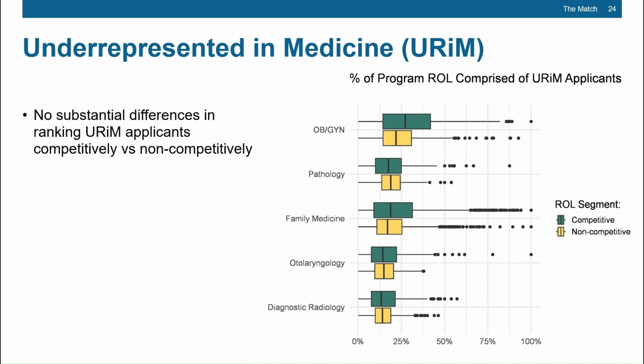When we compare the competitive and non-competitive sections of the rank order list on URIM representation, we do not see substantial differences. We can infer this based on the overlap of the green and yellow boxes. The only somewhat noticeable difference is that the competitive boxes are comprised of slightly higher percentages of URIM compared to non-competitive in OBGYN, indicated by the median line of the green box being to the right of the median line of the yellow box. We also observe numerous family medicine outliers for both the competitive and non-competitive plots.